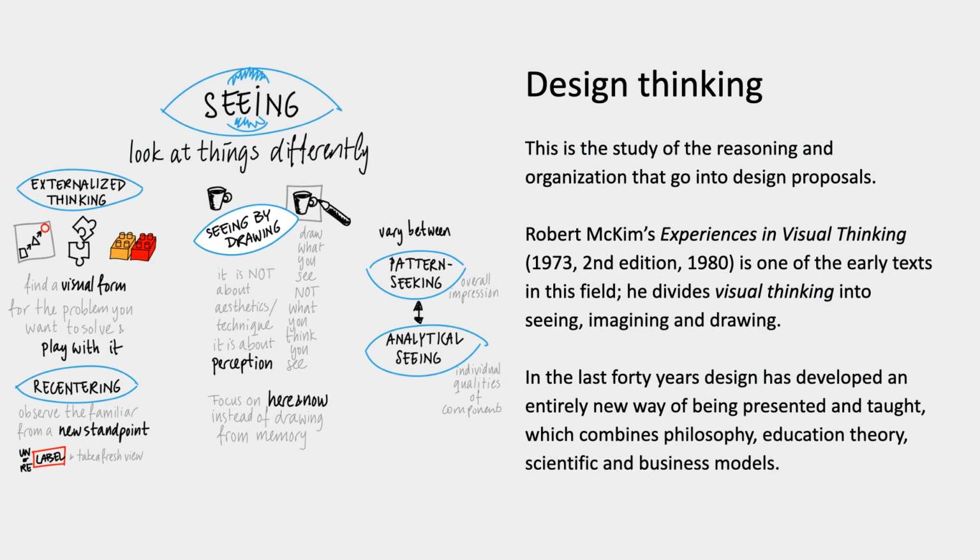First of all, there is a field called design thinking. This is the study of reasoning and organization that go into design proposals. As an example, there's Robert McKim's Experiences in Visual Thinking, which is one of the early texts in this field. He divides visual thinking into seeing, imagining, and drawing. That's what that infographic is about on the left. In the last 40 years, design has developed an entirely new way of being presented and taught, which combines philosophy, education theory, with scientific and business models.